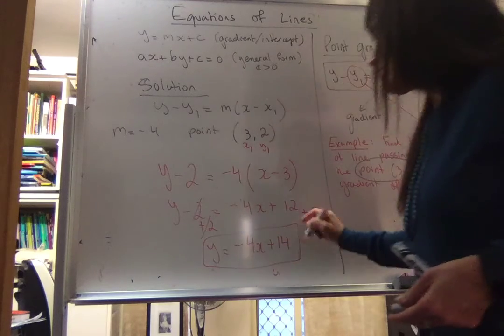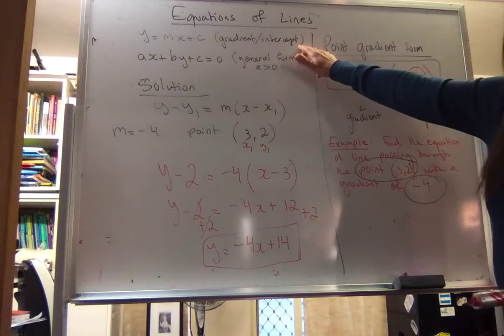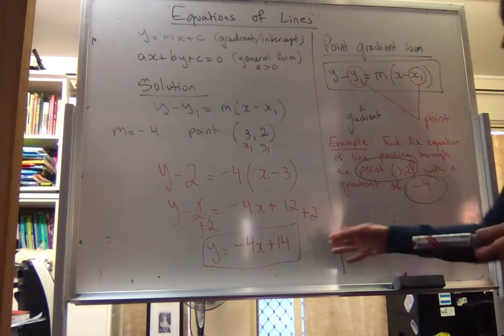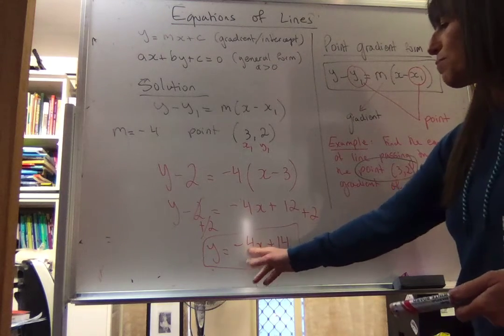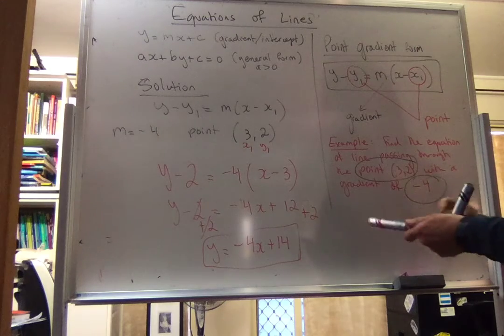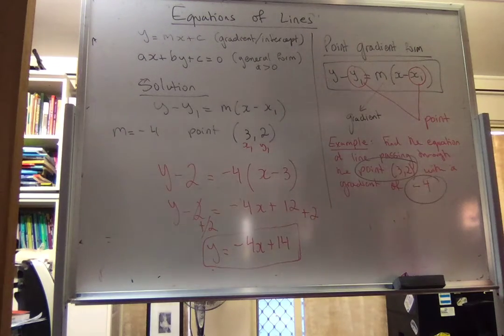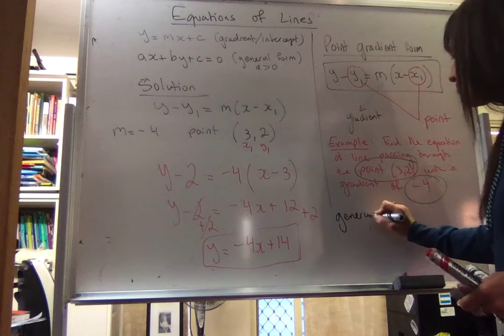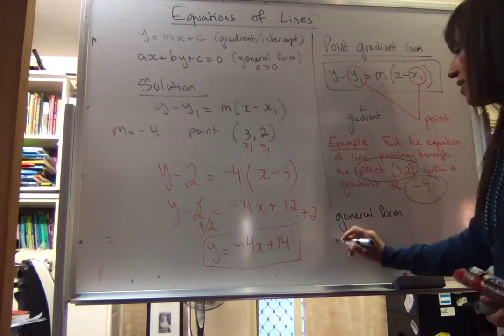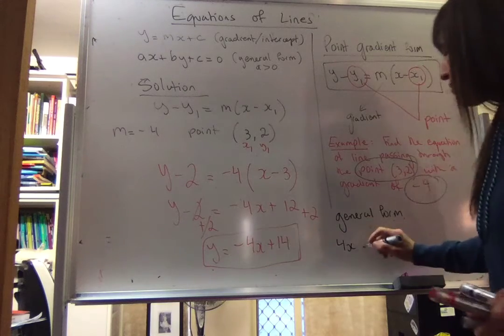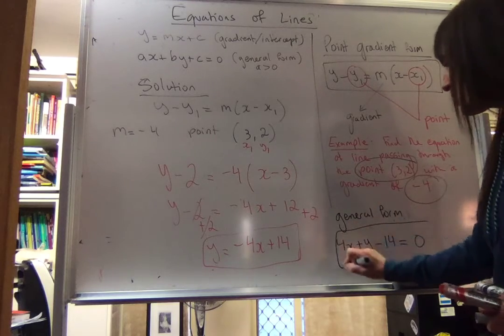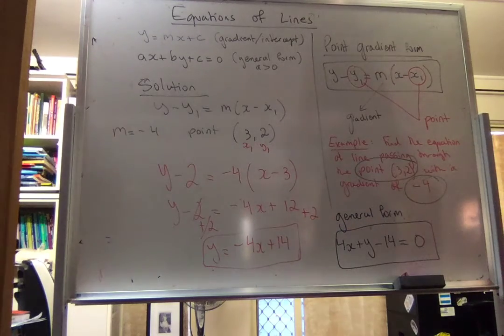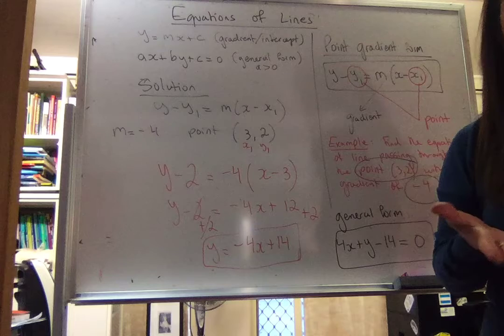Okay, and what form is that in? The gradient intercept form. What if the question had said write it in general form? Easy, right? Remember the coefficient of the x must be positive, so I need to take that to the other side. So in general form, this will be 4x plus y minus 14 equals 0. Okay, and there it is in general form, and that's in gradient intercept form. Really, that's what you need to be able to do.